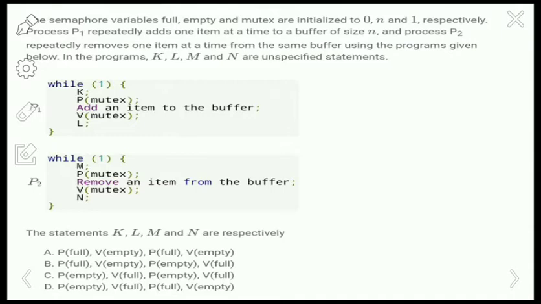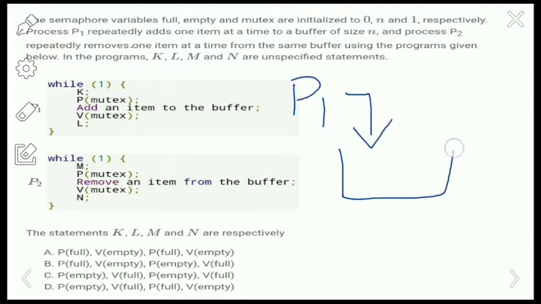Here it is given that the semaphore variables full, empty and mutex are initialized to 0, n and 1 respectively. Process P1 repeatedly adds one item at a time to a buffer of size n. So process P1 is going to add the data to the buffer, and similarly process P2 is going to consume the data from the same buffer. It is going to remove one item from the buffer, using the programs given below. So process P2 is going to consume the data from the buffer.